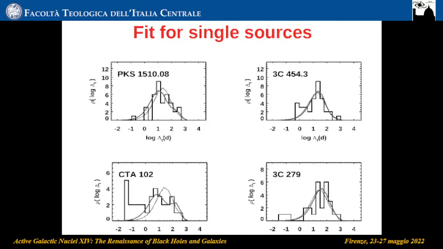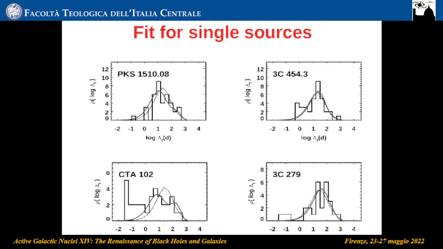These are the brightest sources, so sometimes you are able to distinguish close flares. Okay, the case of CTA is peculiar. There are also some cases for 3C454 and for 3C279. While in the other cases, the statistics doesn't allow you to distinguish close flares, and you lose the component for short waiting times.